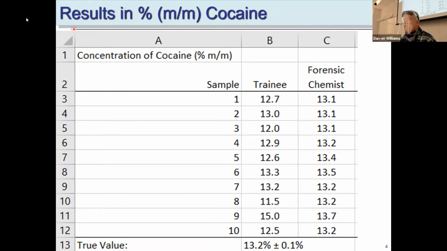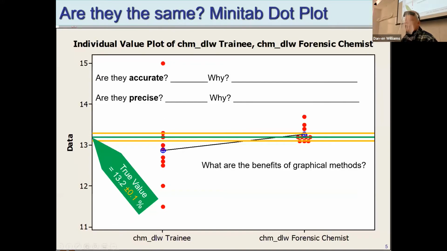So a lot of times the first thing you do is plot the data. Now you can plot the data in Excel, you can do a scatter plot. But like I said, I'd like to show you some of the power of the statistical packages like Minitab. So this is an individual value plot or a dot plot that Minitab has.